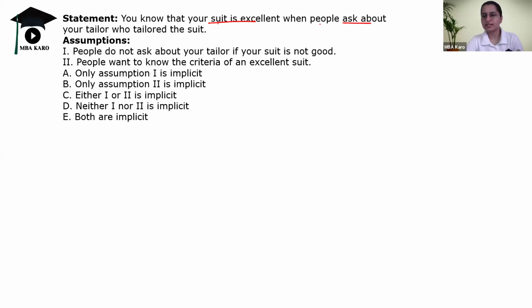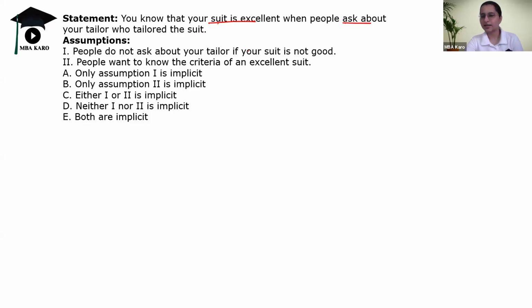So what is this person assuming? Why is this person assuming that his suit is excellent? Number one, he is assuming that people do not ask about the tailor if your suit is not good, or if you're not looking good, like the example I gave of the haircut.